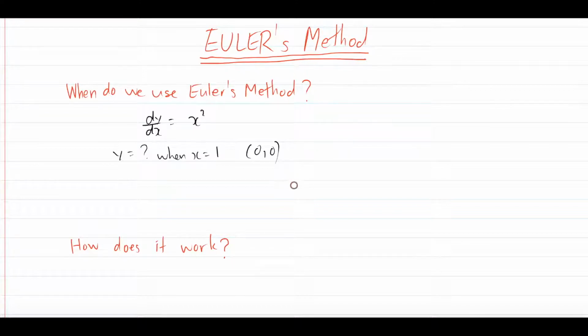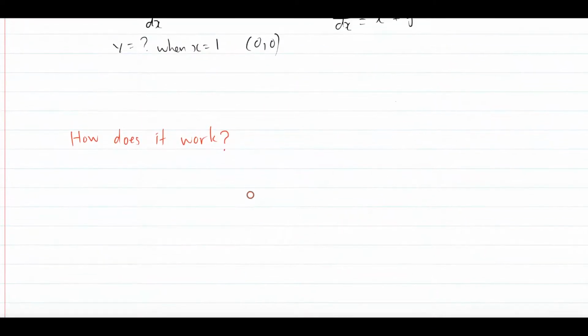So why is that so useful? The reason is if I gave you a differential equation where it was impossible to integrate, for example, dy/dx equals x squared plus y squared, you can't integrate that in this course. So what you can do is use Euler's method to still find that y value without knowing how to anti-differentiate this whole equation right here. So that's why we use Euler's method. Let's see how it works.